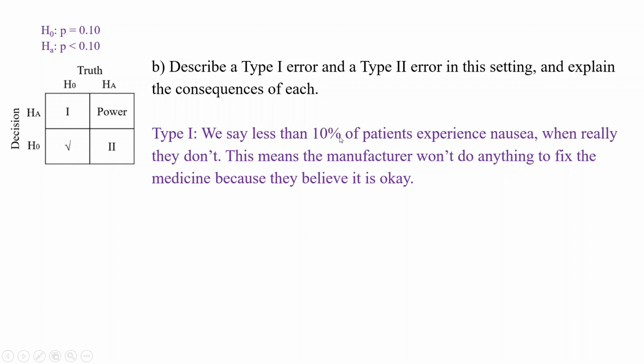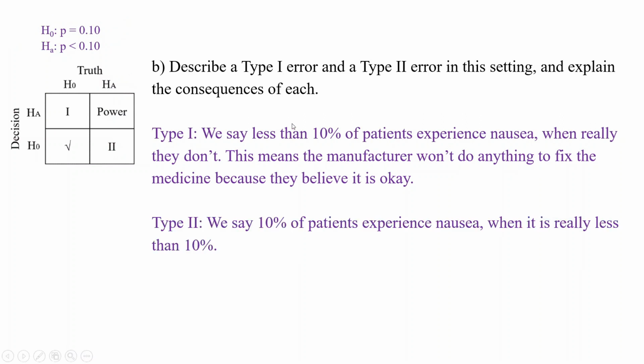Okay? Type 2 error. Okay? To explain it in context, think about what this means. A type 2 error means we decide the null, but the truth is the alternative. So we decide that 10% of patients experience nausea, or not less than 10% of patients experience nausea, when they really do. Okay? So that would be our type 2. We say 10% of patients experience nausea when really it is less than 10%.